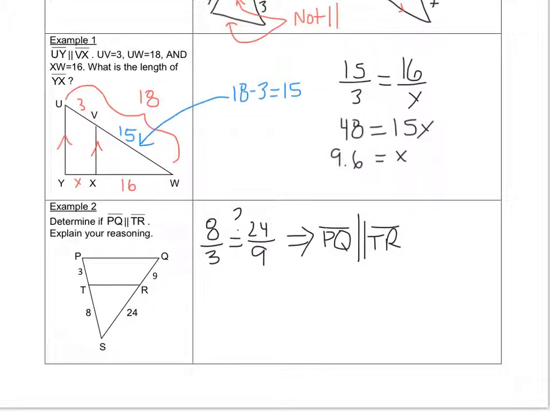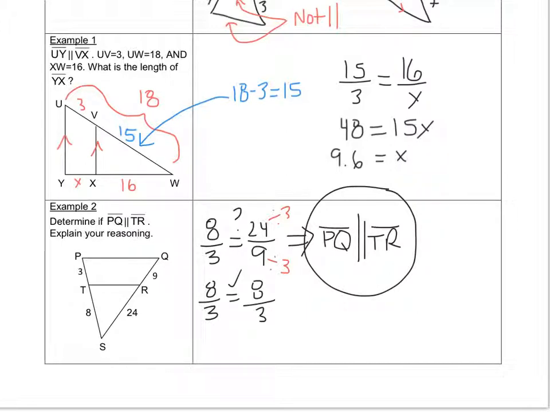Well, let me ask you, is 8/3 the same as 24 over 9? You could pull out your calculator, but I'm going to go ahead and squeeze your brains a little bit here. If I simplified the second fraction by 3, what would I get? I'm going to keep 8/3 the same, but 24 divided by 3 is 8, and 9 divided by 3 is 3. That means that these two fractions are indeed the same. And if they are, then I conclude that PQ is parallel to TR.